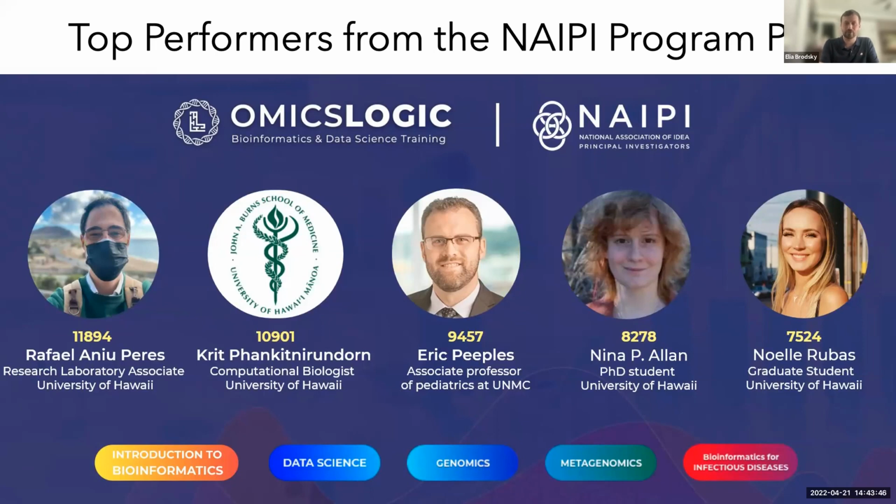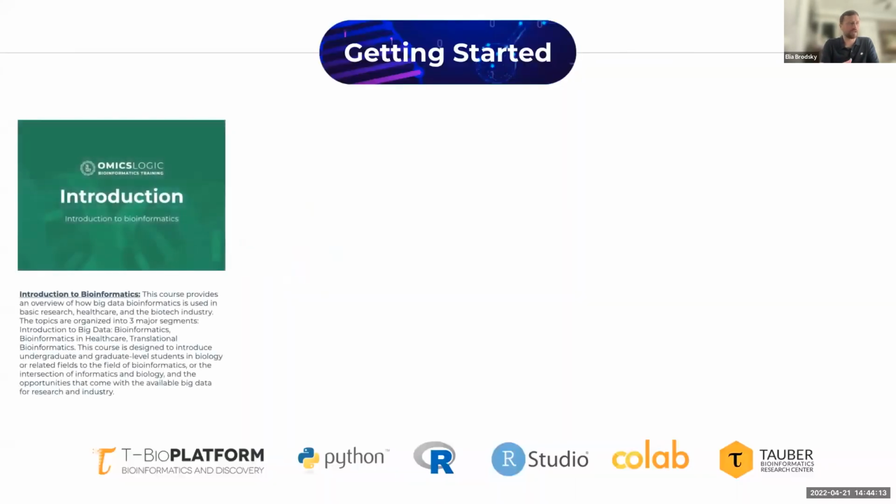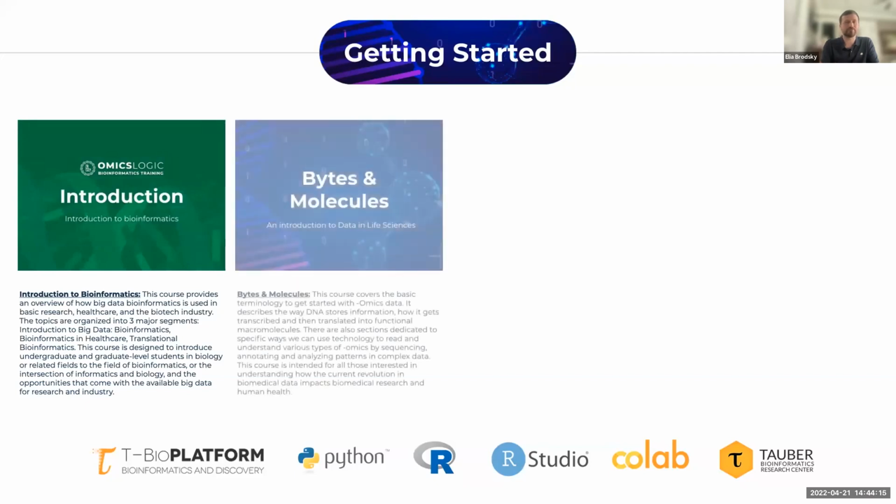Introduction to Bioinformatics, which is a very basic introductory program for someone who doesn't know anything about it. Data Science, which is focused on machine learning, statistical analysis, coding in R and Python. Genomics, which is focused on variant analysis for cancer and infectious diseases, metagenomics, and bioinformatics for infectious diseases, primarily because there's such an interest in COVID-19. And so what that means, and I'll just give you 2 examples here.